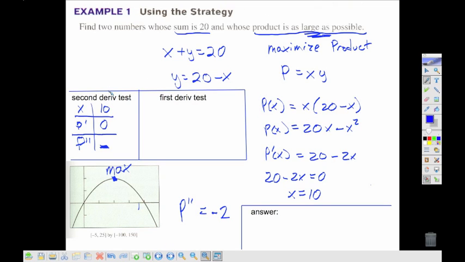Now that was the second derivative test. We could also use the first derivative test. It doesn't really matter, whatever's more convenient.